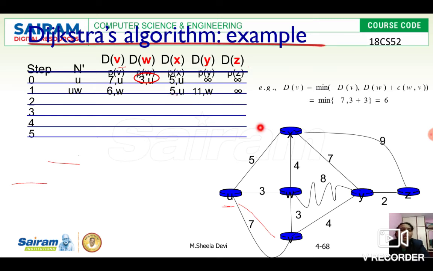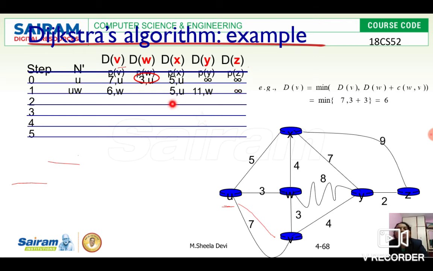Next comes Y. So from U through W to Y, any path exists? Yes. 8 plus 3, 11. So previously it was infinity. Compared to infinity, 11 is less. So I am writing 11. And what was the predecessor node or previous node? It was W. So I am giving W. Then from U through W, any path exists to reach Z? No. So I am maintaining the same infinity.